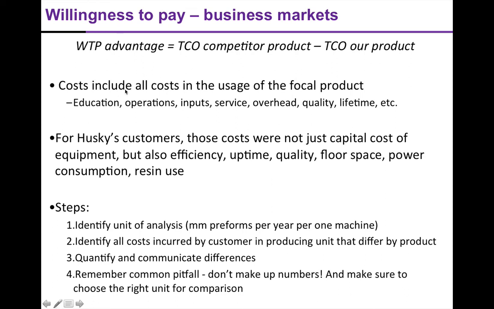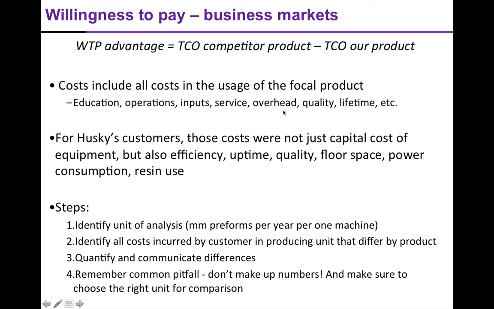So these costs have to include all the costs in the usage of the focal product, not just the cost of the machine itself, but all the other costs. So what can that cost include? We did 4 of them in class. Remember, we did labor, resin, electricity, and floor space, but there can be others, like quality, the amount of time it takes to educate your workforce, other disruptions to the operations, the lifetime of the machine, the durability of the machine, etc. So the ideal willingness to pay analysis accounts for all of these costs to come up with this calculation.